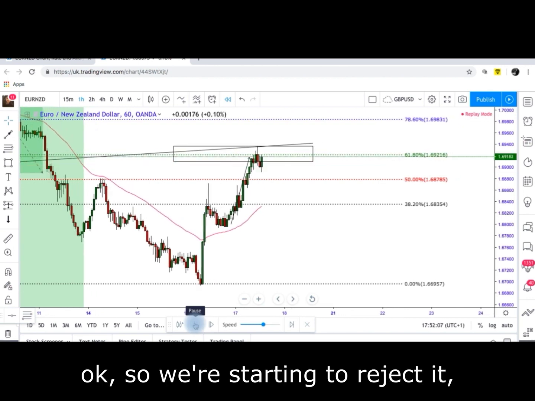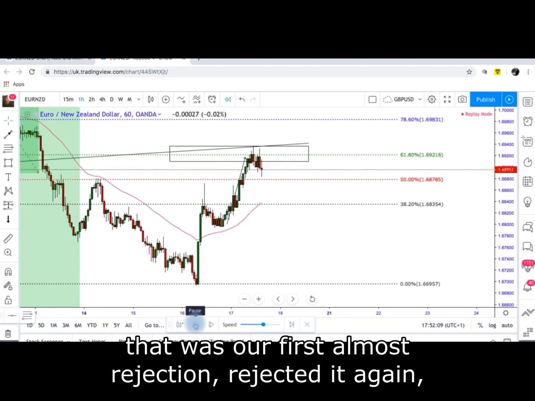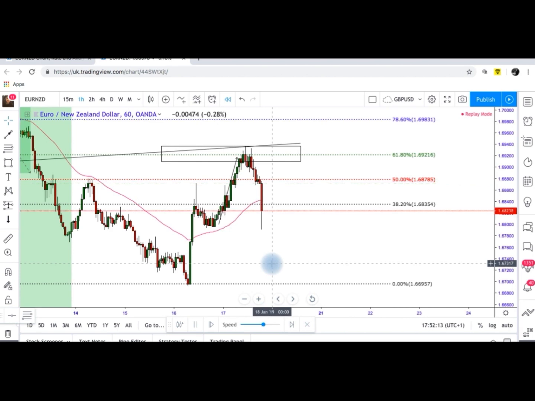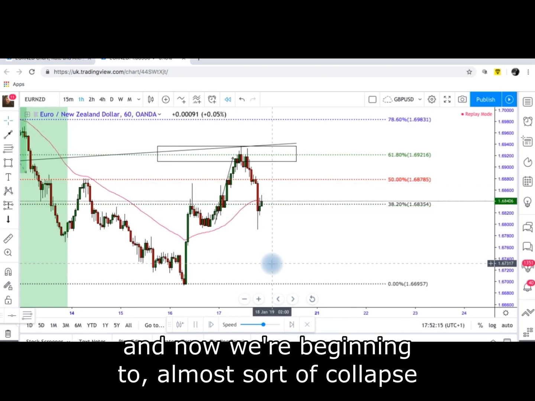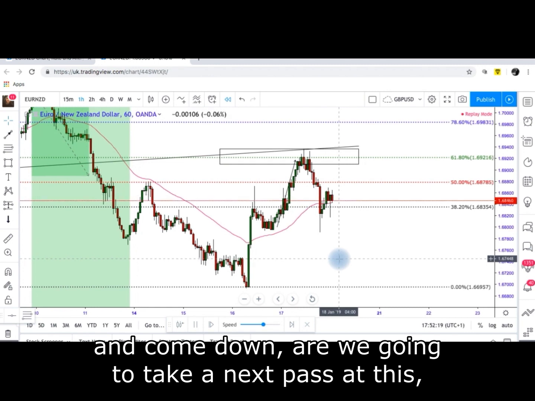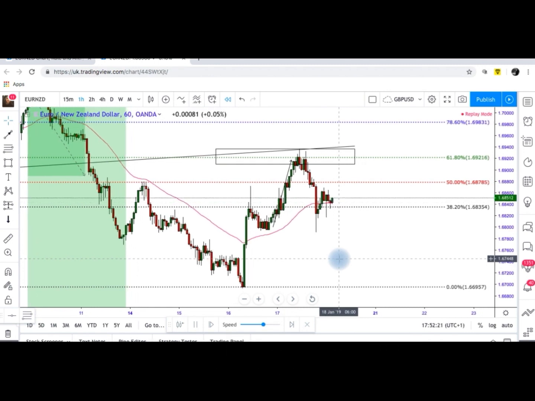Okay, so we're starting to reject it. That was our first almost rejection. Rejected it again. And now we're beginning to almost collapse and come down. Are we going to take a next pass at this? Maybe not.